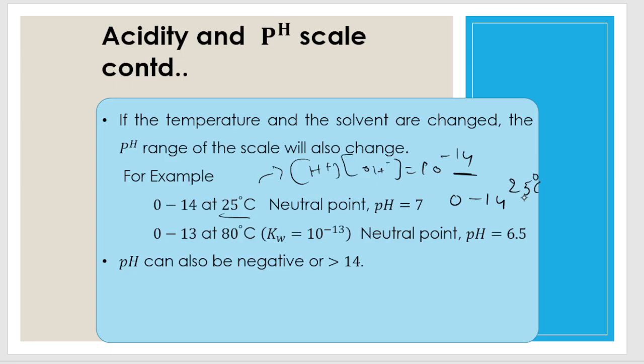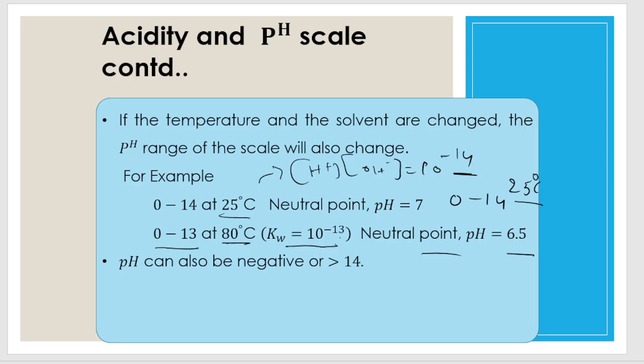If it is not at 25 degrees centigrade, if the temperature of the solution is raised to 80 degrees centigrade, more water molecules are dissociated, the concentration is more, and this time it will be 10 power minus 13. In that case, the pH scale range is from 0 to 13 and the neutral point is 6.5. So, the conclusion here is that the pH scale is not fixed.